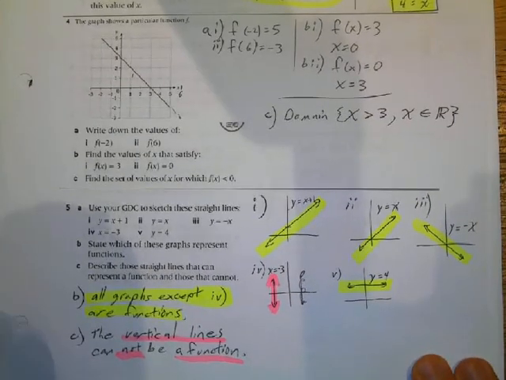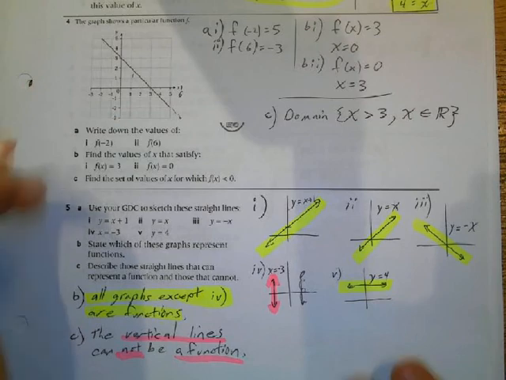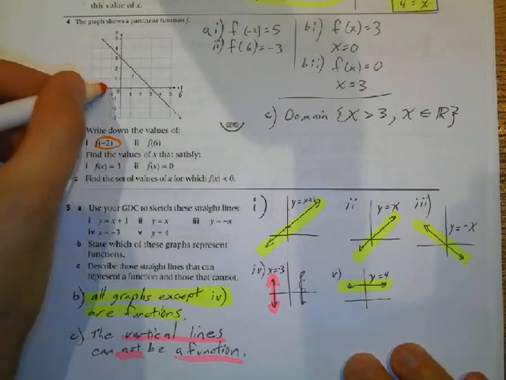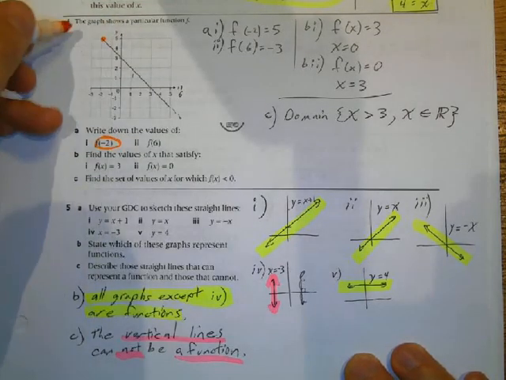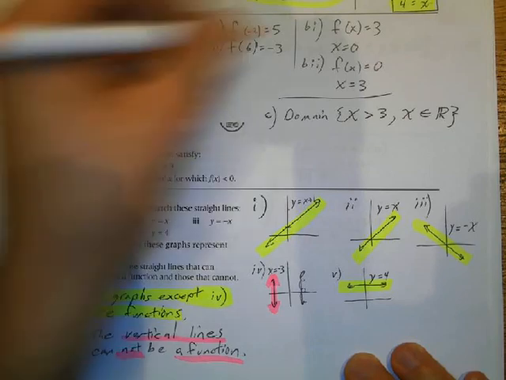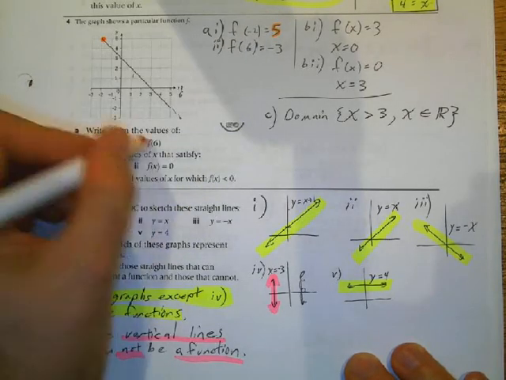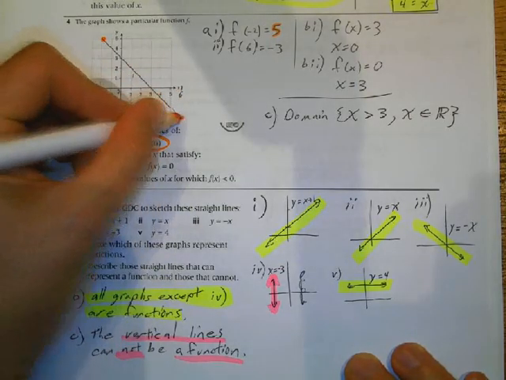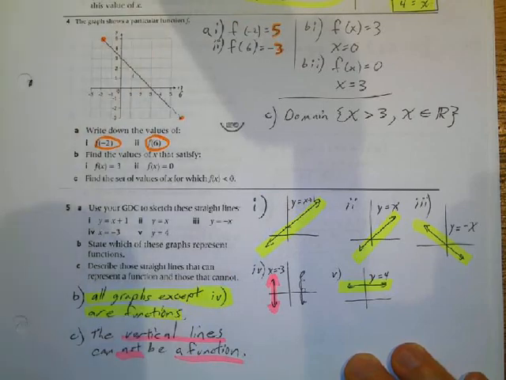Okay, so here's a graph, and it says write down the value of f of negative 2. So when x is negative 2, y is going to be 5. And when x is 6, y is going to be negative 3. Okay.